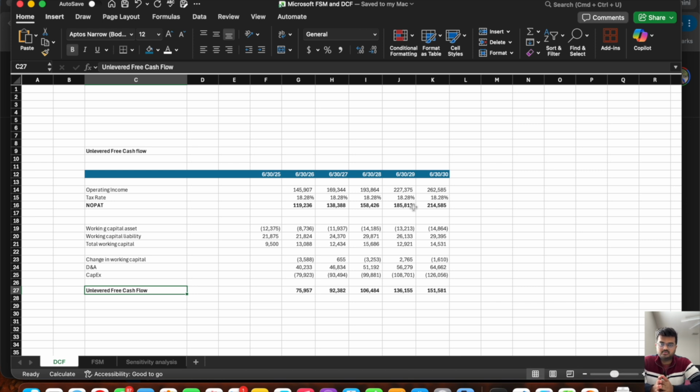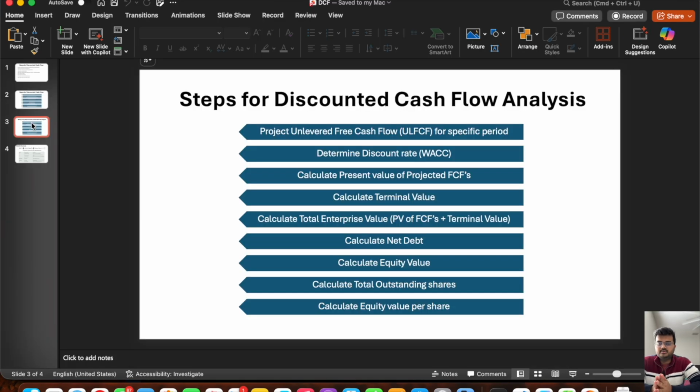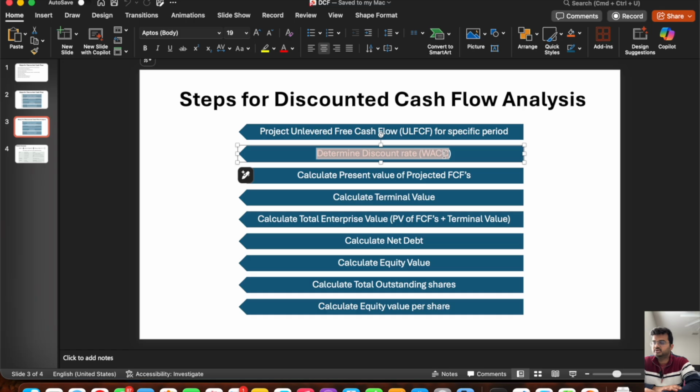Hi, welcome to the third part of the series where we are trying to evaluate the intrinsic value of Microsoft stock using the discounted cash flow analysis. In this video, we will evaluate what the weighted average cost of capital, or discount rate, or WACC, for Microsoft stock is. So with this, let's get started.